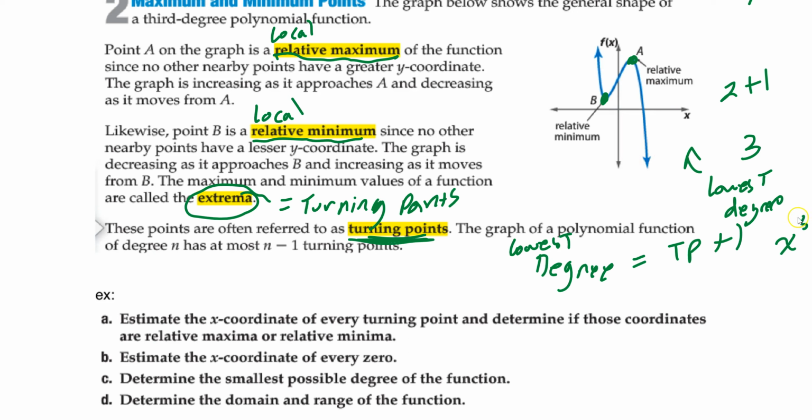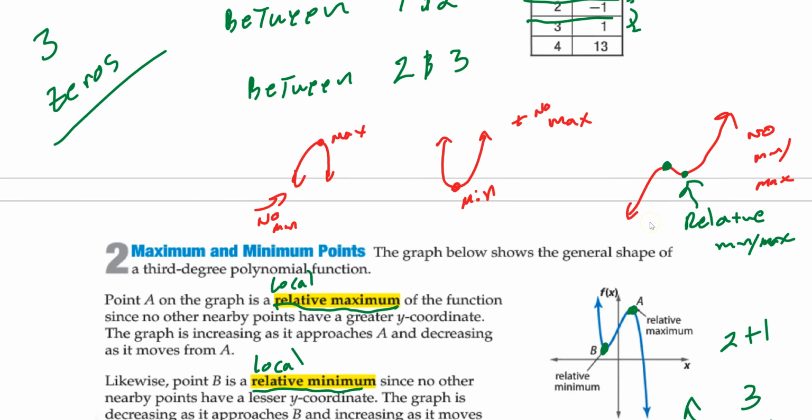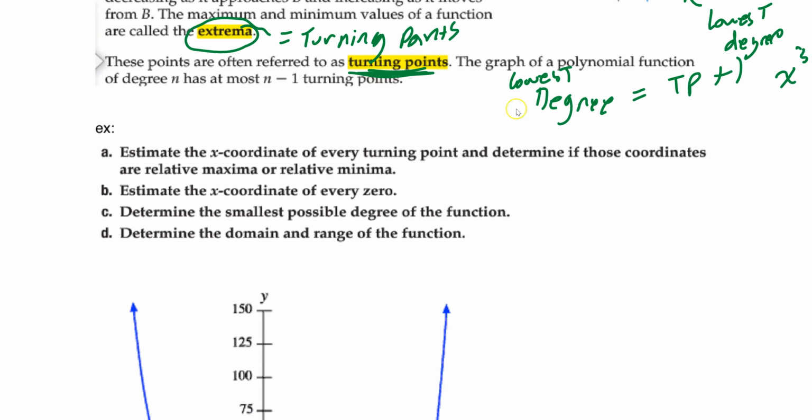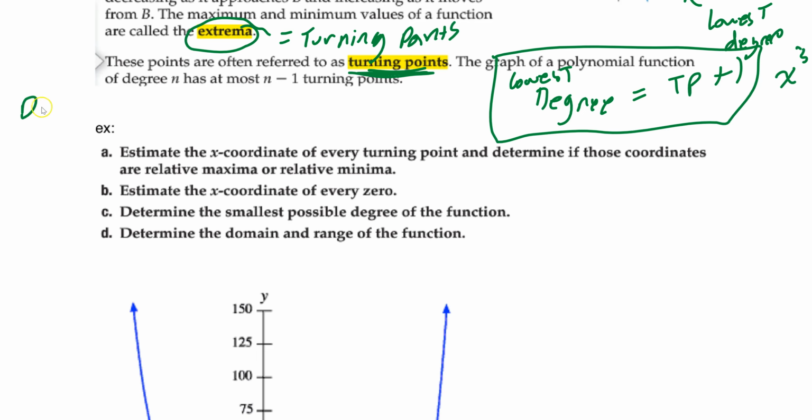The reason it's the lowest degree, not just degree, is because some graphs are kind of weird. Like if I give you x squared, that looks like this. But if I give you a power function x to the 4th, it also looks the exact same way. So I'm not sure about the imaginary numbers that come in. So we always say it's the lowest degree possibly. It could be higher, but the lowest it could possibly be is x cubed in this case. So that's the form we're going to need to know: lowest degree equals turning points plus 1. So keep that in mind.